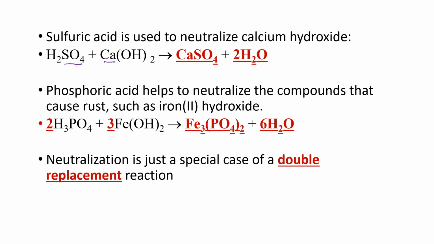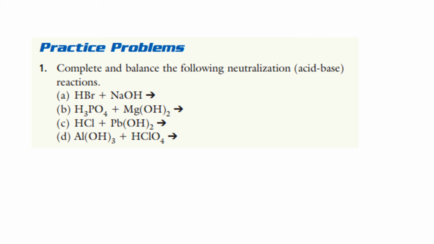Okay. A neutralization reaction is just a special case of a double replacement reaction. So a double replacement reaction is ionic compound plus ionic compound gives 2 different ionic compounds. This is an acid, which is ionic, paired with a base, which is ionic, and then that gives us salt, which is also ionic, and then water, which is kind of covalent, but it's our end result for this. Okay, and once again, a few practice questions to work on.